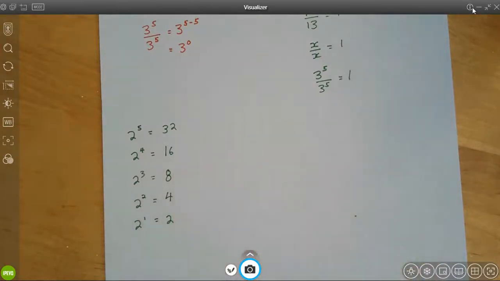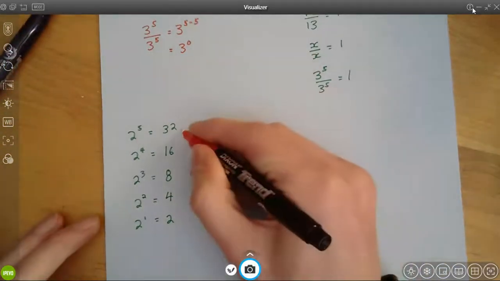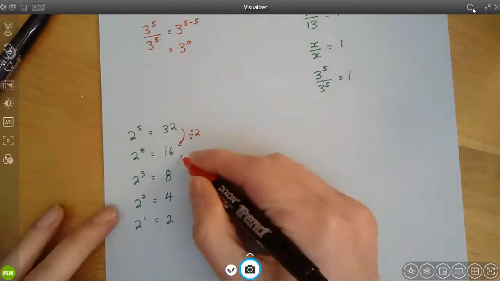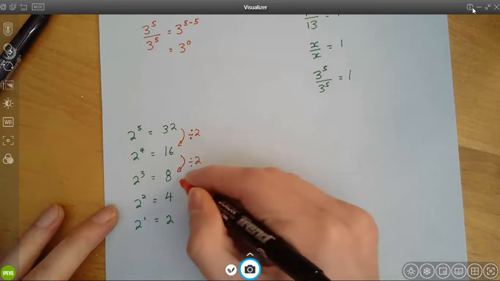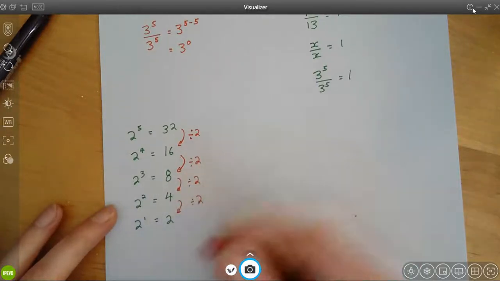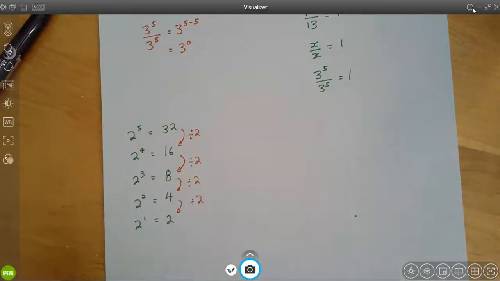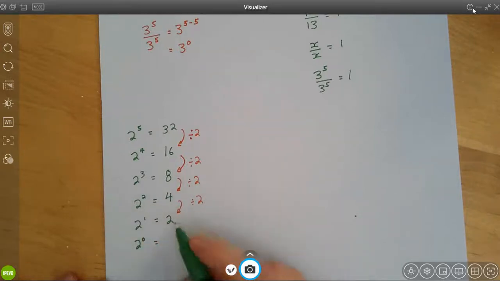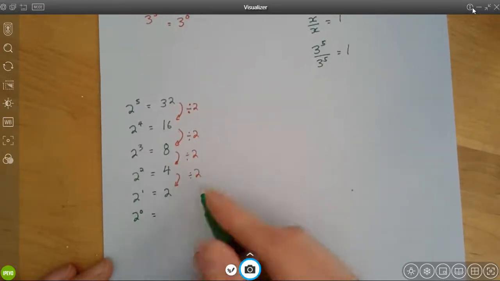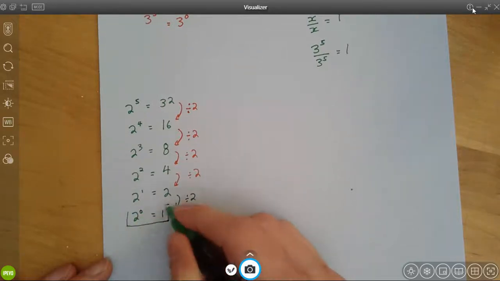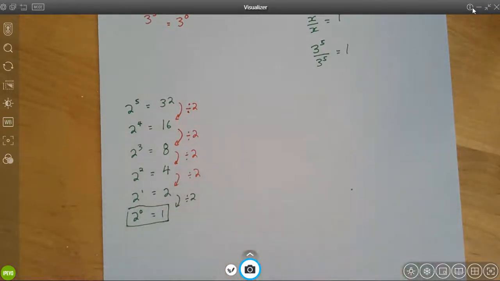So you might notice that each time I reduce the exponent, I'm just dividing by the base. In this case, I'm cutting in half or dividing by 2. So you kind of notice that pattern. As I reduce the exponent, I'm dividing by 2. So if I reduce the exponent one more time, I'm going to get 2 to the 0. So for that pattern to still hold, I need to divide 2 by 2, which is, of course, 1. And that's true for any base we can imagine.